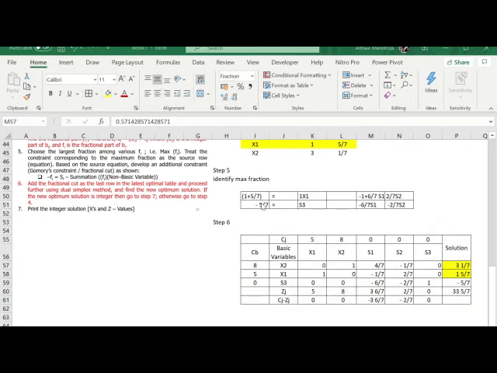Okay, next. Step 6, add the fractional cut as the last row in the latest optimal table, and then proceed further using dual simplex method and find the new optimum solution. Kung dual simplex ang pinag-uusapan natin, therefore, baliktad. For our leaving variable, ang magiging basis natin ay itong mga nasa gilid.